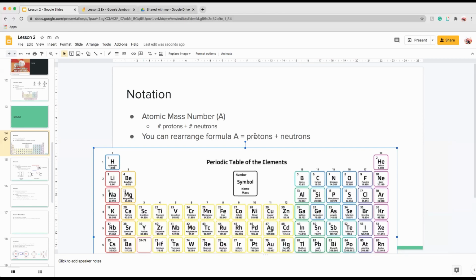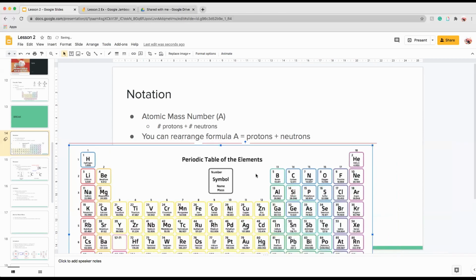So for example, this number you see in the periodic table to the top left of all elements is the number of protons in that element. So carbon has 6 protons. And if you remember, atomic mass number is represented here on the bottom, which is approximately 12. So carbon has an atomic mass number of 12 and 6 protons.